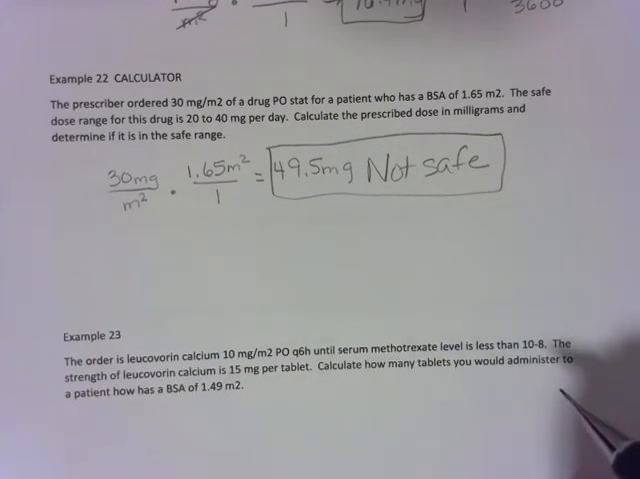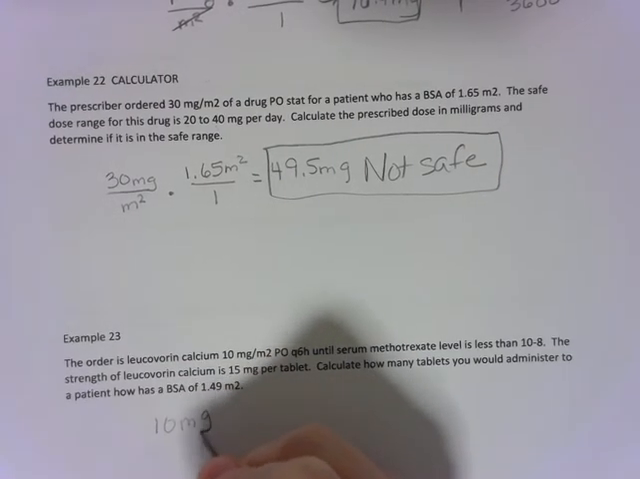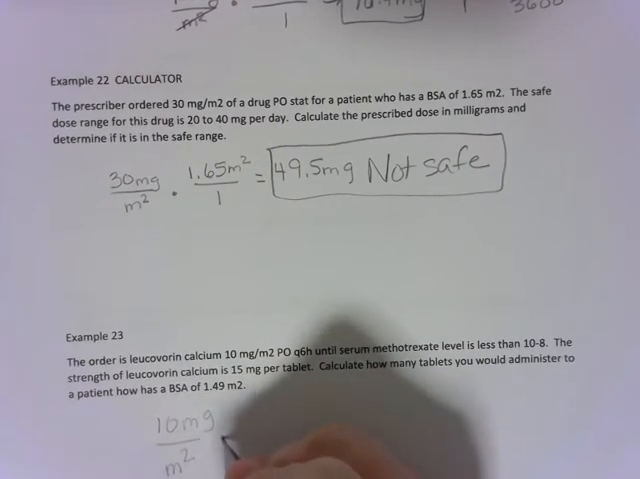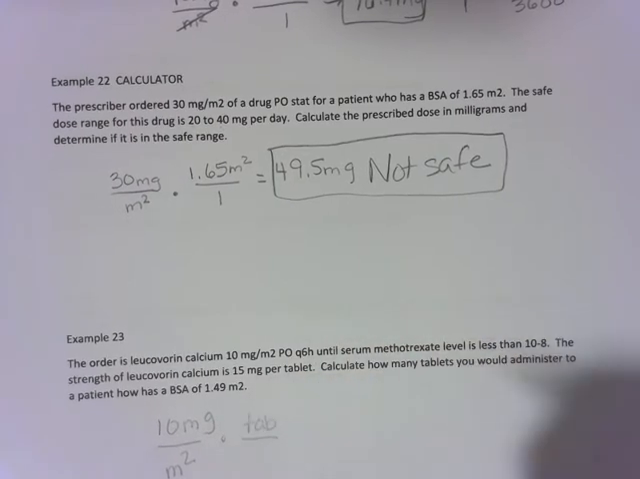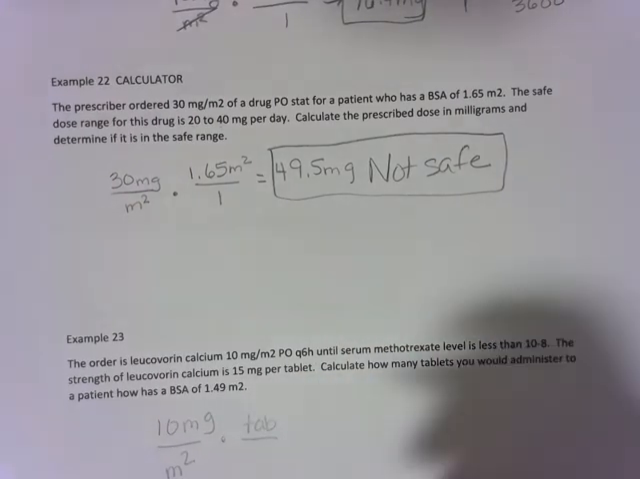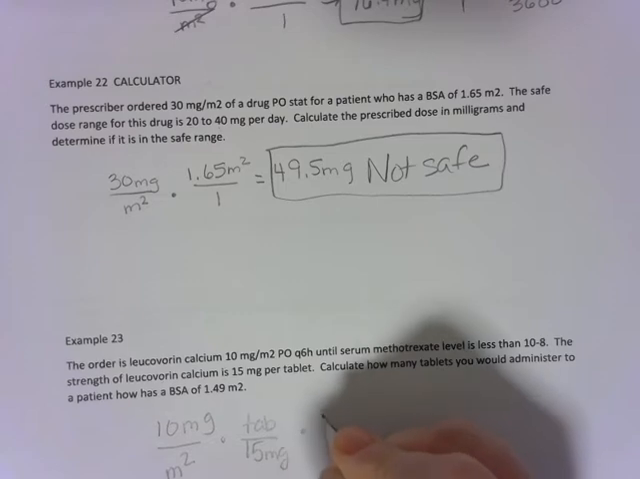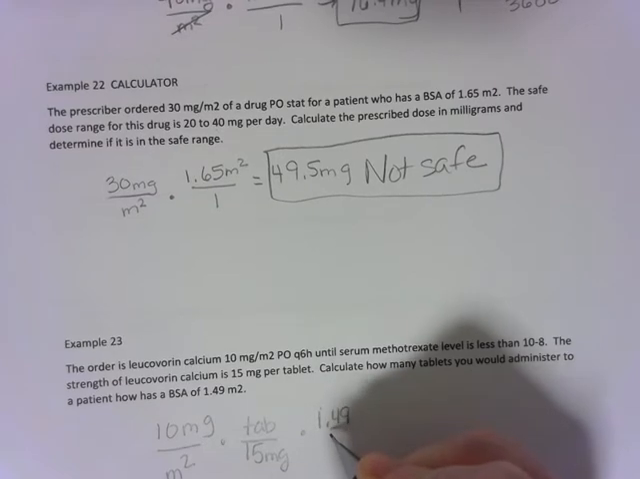Alrighty, here we're looking at 10 milligrams per m squared times 1 tablet has 15 milligrams, and their body surface area is 1.49.